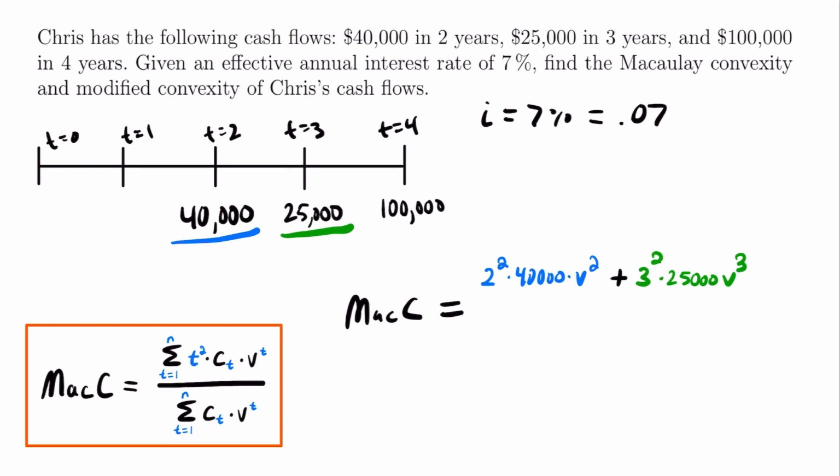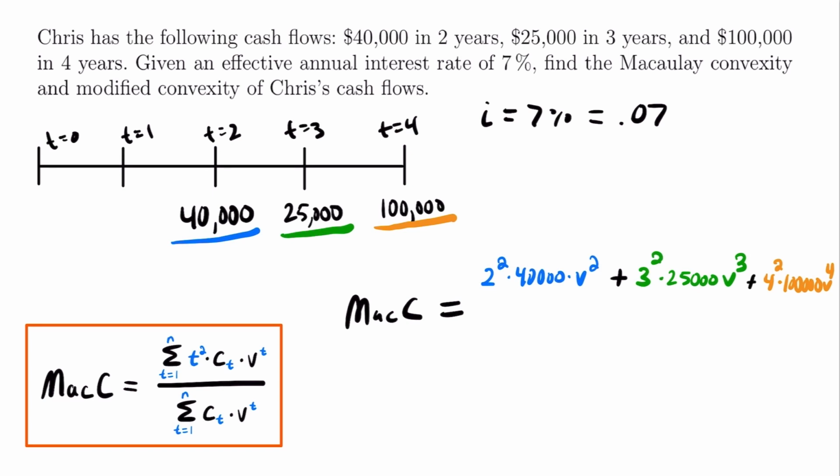All right, and then finally, let's work with our last cash flow, which is this $100,000 at time equals 4. So we will have plus 4 squared times 100,000 times v to the power of 4. I had to squeeze that in there, but this is 4 squared times 100,000 times the present value factor to the power of 4. That will take that payment back 1, 2, 3, 4 years, and we're multiplying it by the year at which it was made, which is t equals 4, and we're squaring that value of t.